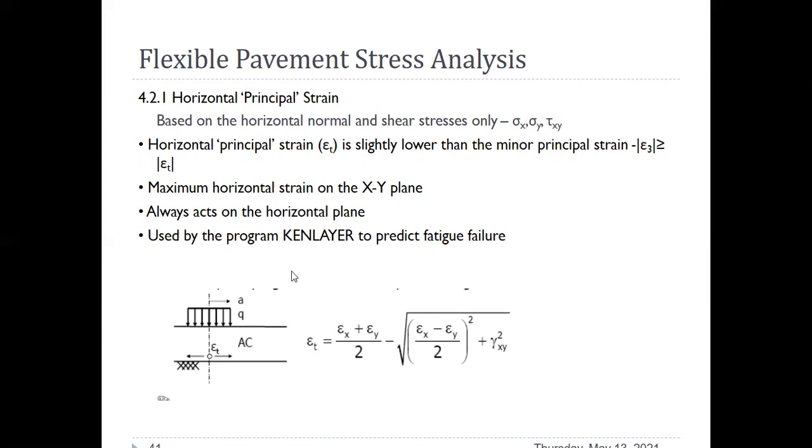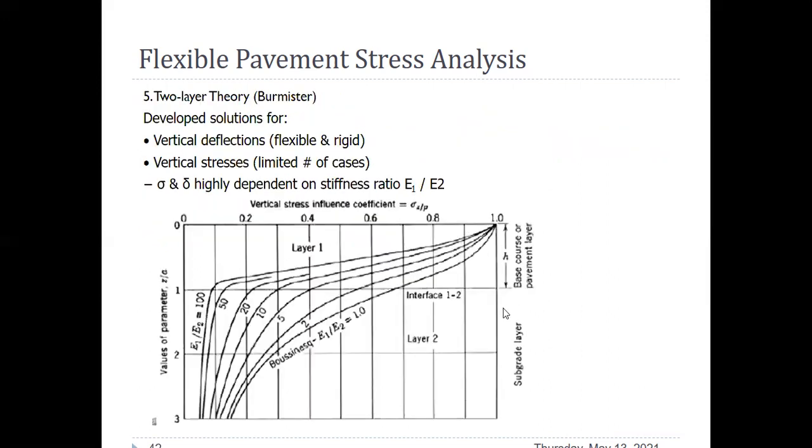Nowadays we have programs called KENPAVE or KENLAYER that can predict failure, and they use the same equations. If you assume that there are two layers in the system, with the pavement considered as one layer and the subgrade as the second, that will be called a two-layer system. These calculations are based on the model presented by the system.